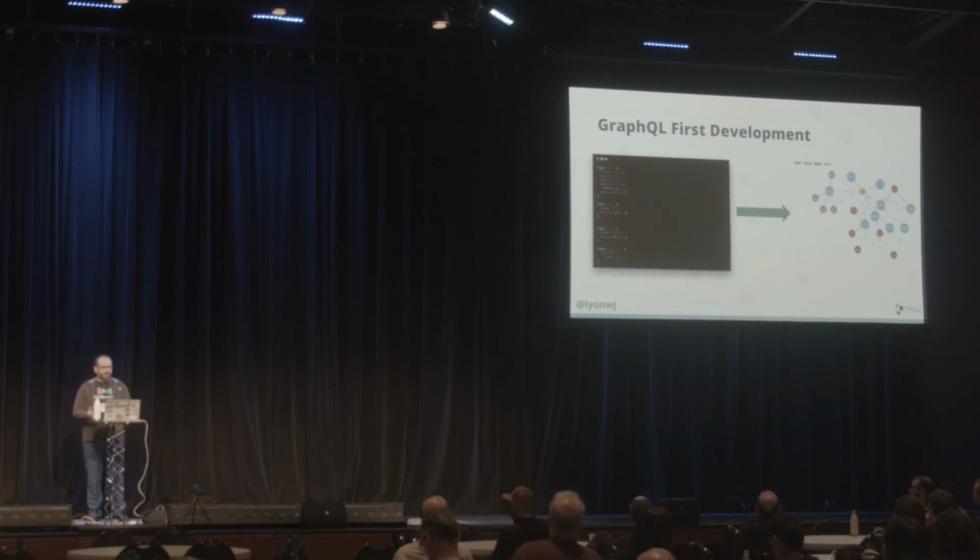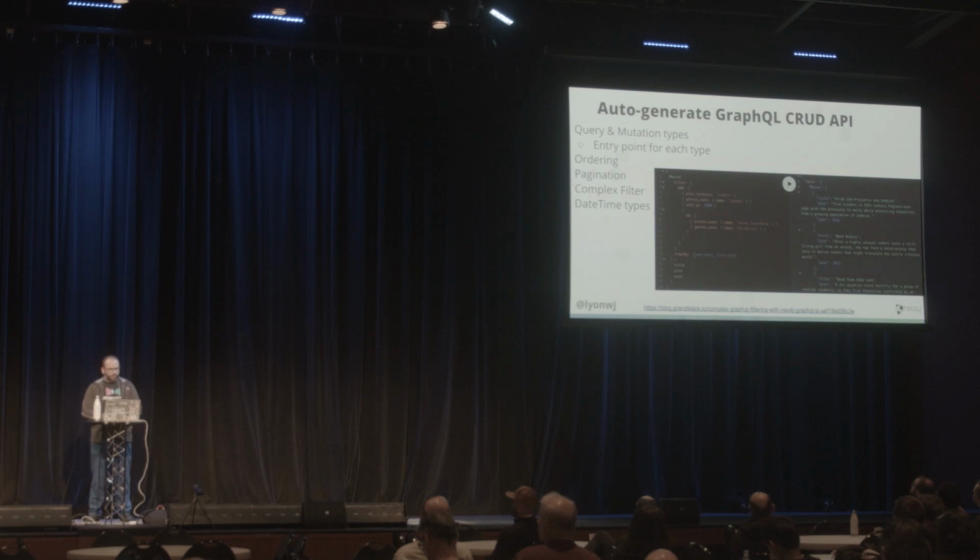GraphQL first development is this idea that everything starts with your type definitions. So we take the type definitions that the user creates, and we use that to define the database data model. We auto-generate the entry points for your API, the query and mutation fields, and we give you CRUD operations for all of the types that you've defined in your type definitions. And then we also augment the types that you've defined to add things like ordering, pagination, complex filtering. We add in native database datetime types.